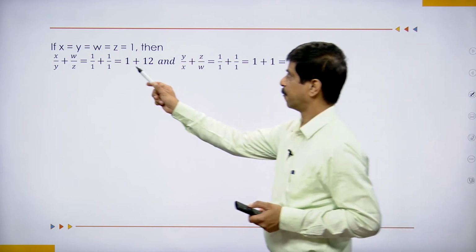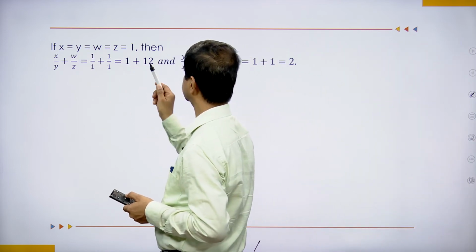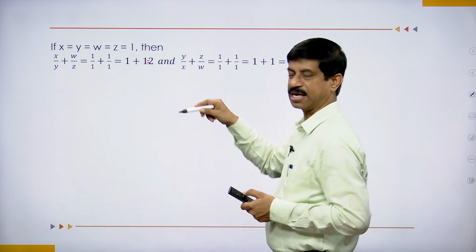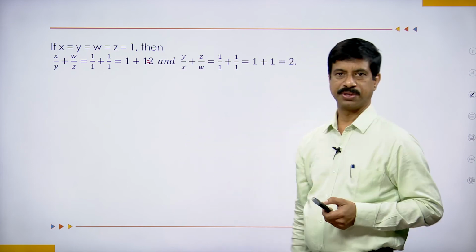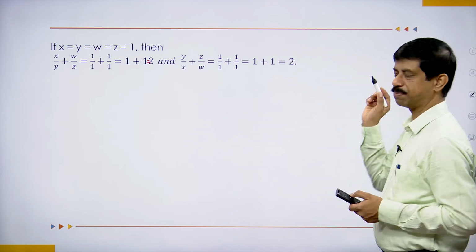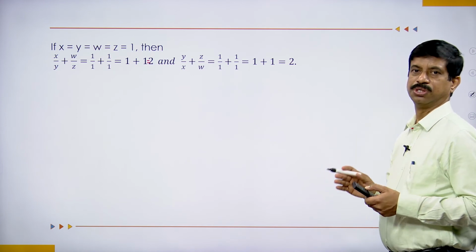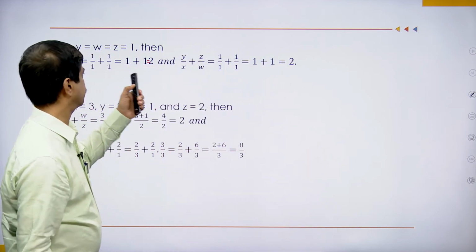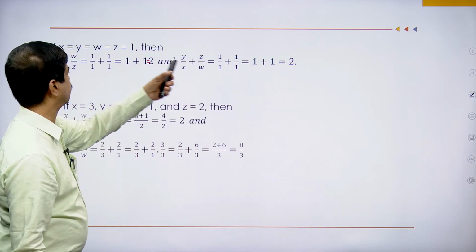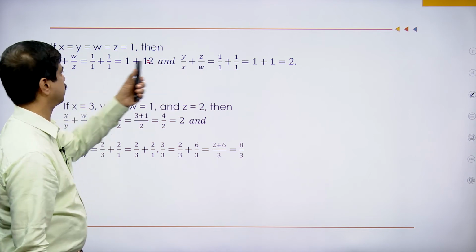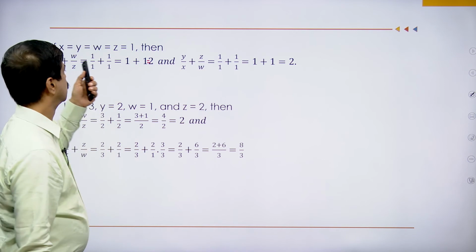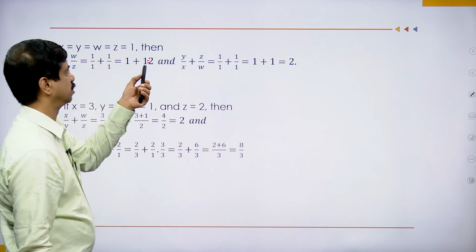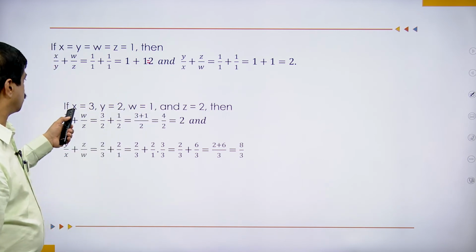So look at this. If all 4 are 1, you will be getting 1 plus 1 equal to 2, and the second equation is also 2. I said a plus 1 by a is always greater than or equal to 2. So the other values should be greater than 1. Why should it be greater than 1? I will tell you, because a plus 1 by a minimum value is 2, and w by z plus z by w's minimum value is also 2. So if you multiply those, the minimum value is 4, so the minimum value of that should be 2.